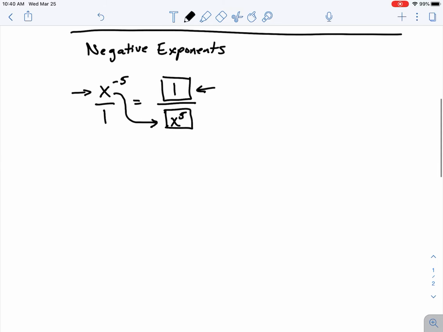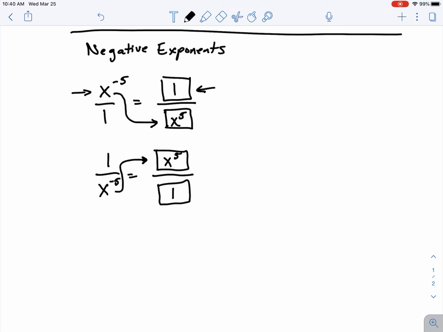Now, what if you have a negative exponent and it's already downstairs? Okay, well, here's our upstairs and downstairs. This is already downstairs, so now it's going to go up. X to the 5th on top. What's going to hold the place down here? A 1. Now, usually when things are over 1, we don't write that. It's not wrong to write it, but usually we're just going to leave that as x to the 5th. Okay? So that's the basic rule for today.